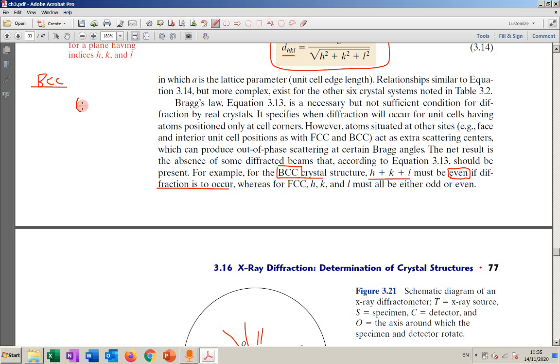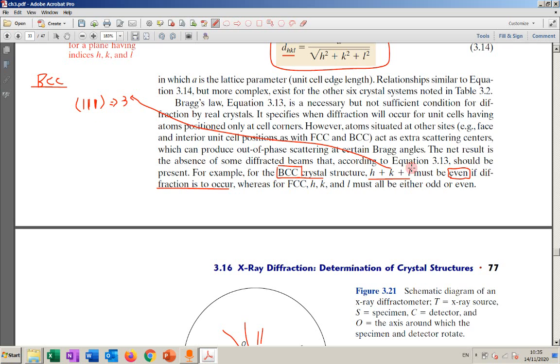If we have a BCC crystal structure, let's just choose a plane 1 1 1. Is plane 1 1 1 going to be spotted by the XRD in the pattern? Let's check the rule. It says that the diffraction will occur if H plus K plus L is even. I mean, it will be spotted by the machine. Well, 1 plus 1 plus 1 is 3. The summation H plus K plus L will be 3. Well, it's not even, yes? So this plane cannot be spotted in an XRD pattern.